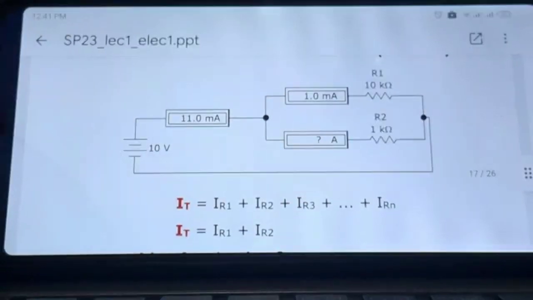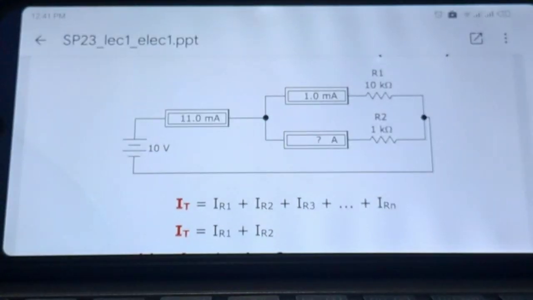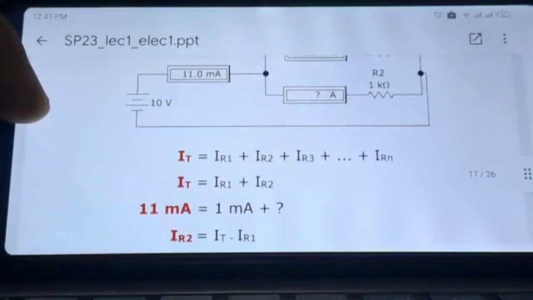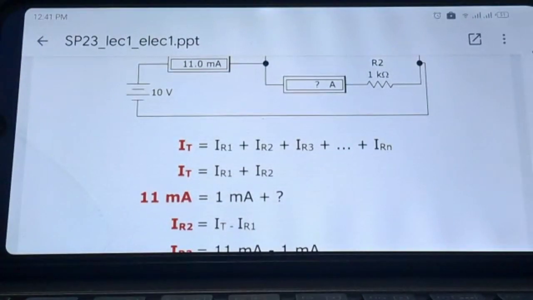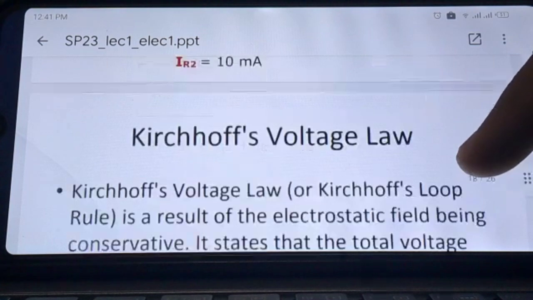So here we have another two circuits. In these circuits we can see that there are two resistors in parallel and one in series. So this is the equation for these resistors. The total current is equal to the current of resistor 1, 2, 3 and so on.